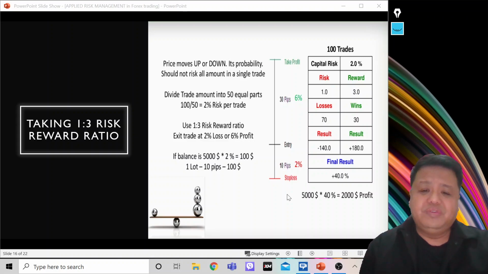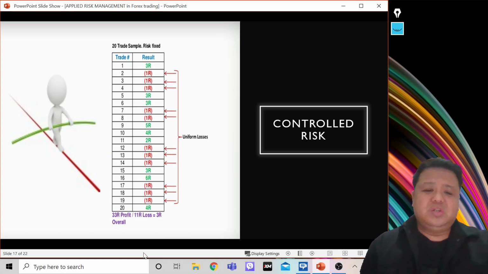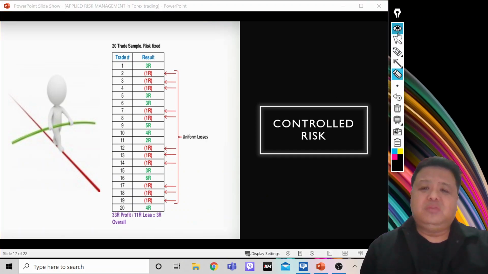Okay? Therefore, if you are risking 2% of the 5,000, you are targeting 6% of 5,000 as your reward. So, look at this trade result. Kung makikita ninyo, meron tayo ritong unang trade niya, panalo. Times 3 kagad reward, no? Ibig sabihin, sa 1:3, TP hit ka.